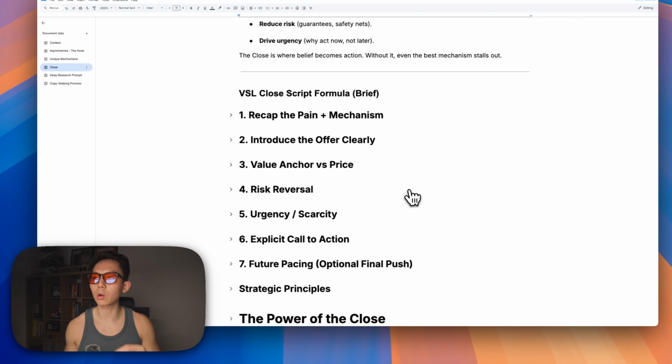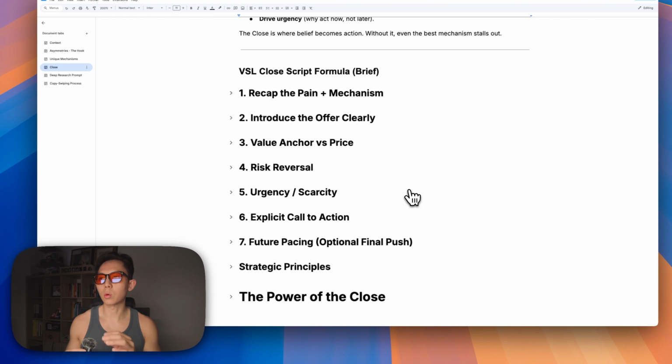So this is a VSL close script formula. This is a quick brief from a bird's eye view. You'll be able to use the deep research prompts that I'll attach in the link.